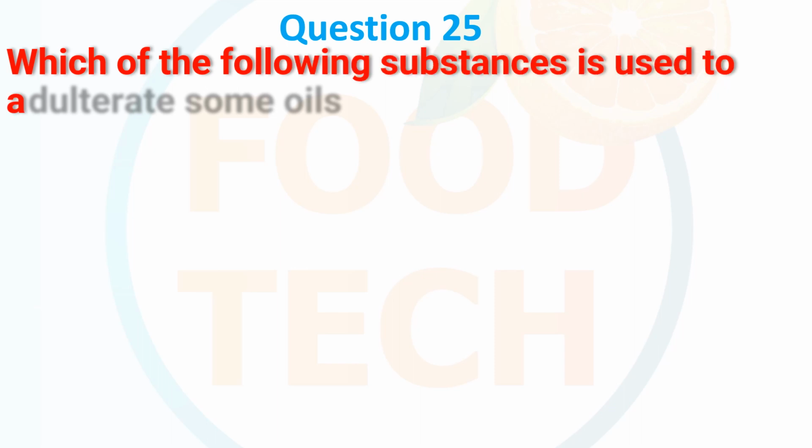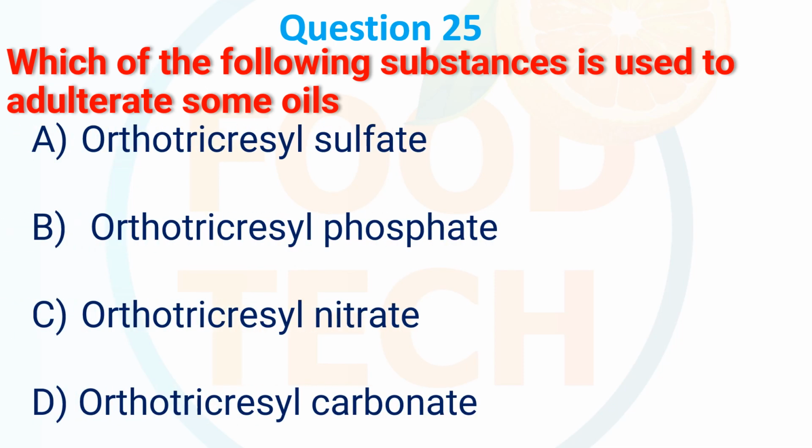Which of the following substances is used to adulterate some oils? A. Orthotricresyl sulfate. B. Orthotricresyl phosphate. C. Orthotricresyl nitrate. D. Orthotricresyl carbonate. The answer is B.